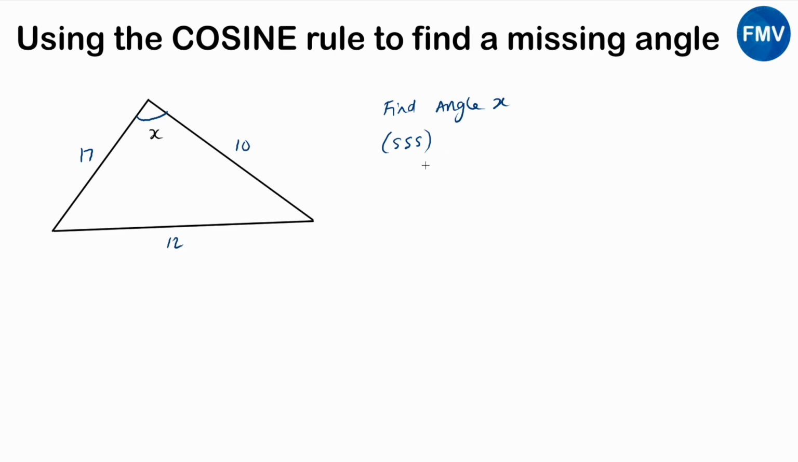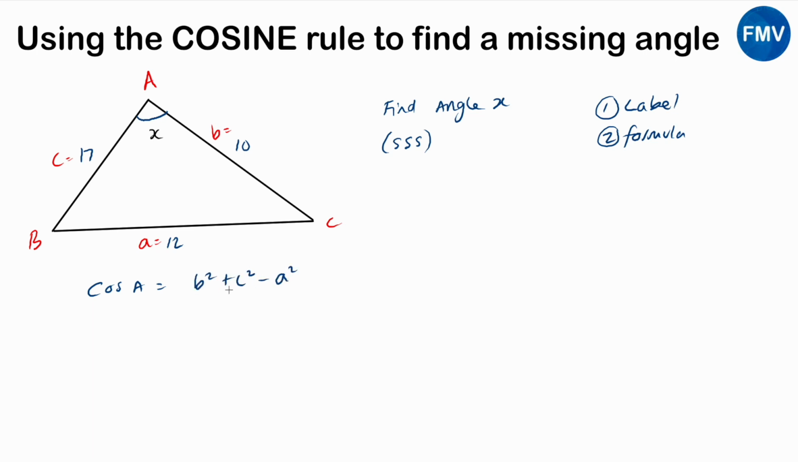As for the sine rule and the previous cosine rule, the first thing we do is label the diagram. So I stick with the side that I'm looking for as an A, and I just label the rest. Step 2, as before, is to write out the formula. The cos of A is equal to B squared plus C squared minus A squared all over 2BC.